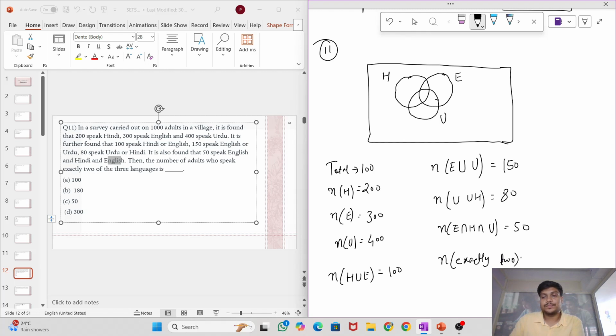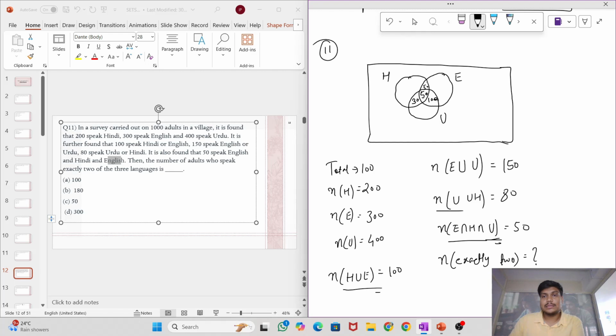Exactly 2. Now let's see. We are saying that the total number of people who speak all the 3 is 50. So I can write this number is 50 here. Now the number of people who speak Urdu and Hindi is 80. So Urdu and Hindi means this part, but here there is already 50. So the total is 80, here it should be 30. Then the number of people who speak English and Urdu is 150. English and Urdu means this part. That means here it is already 50, here it should be 100. The number of people who speak Hindi or English is 100. Here it's already 50, so this would be 50.